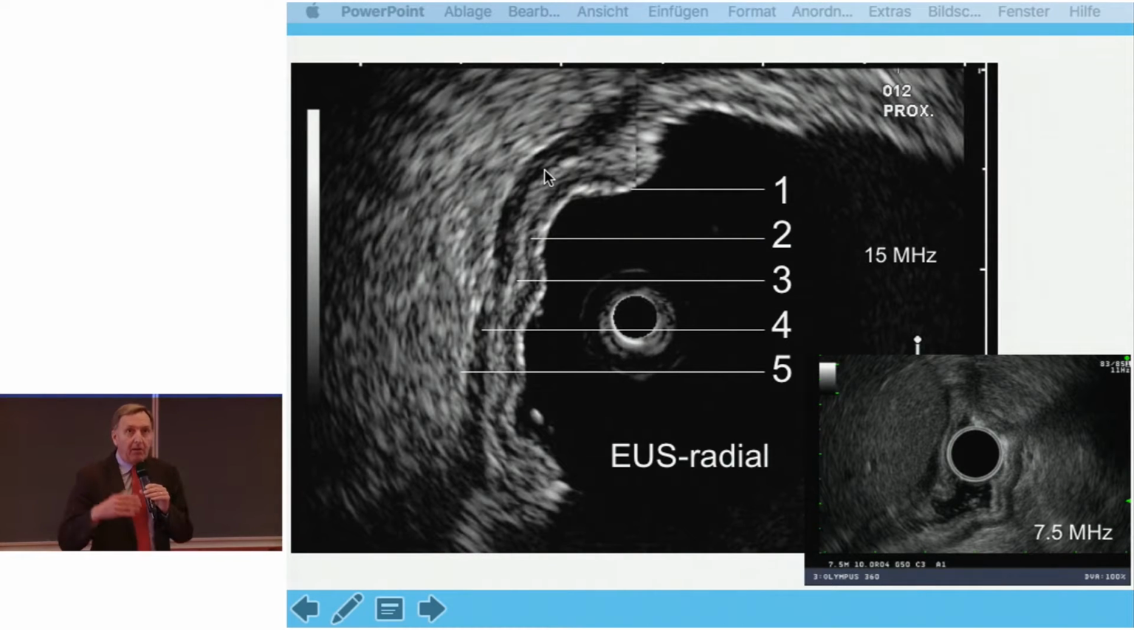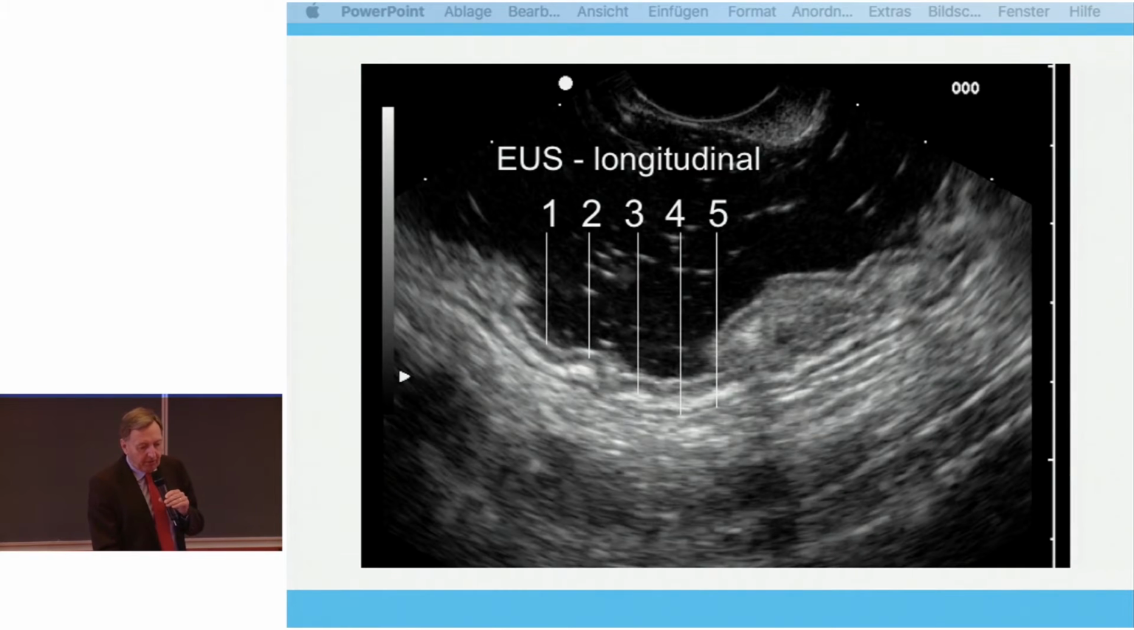And this is similar whether you use a radial probe or a longitudinal probe. So this is the image of a longitudinal probe. You have only another section plane, but there's no difference in the layer structure.